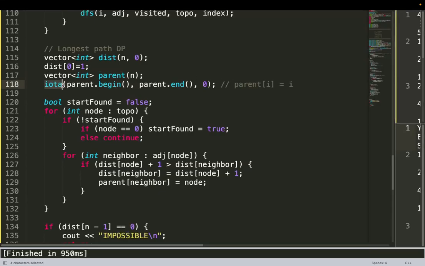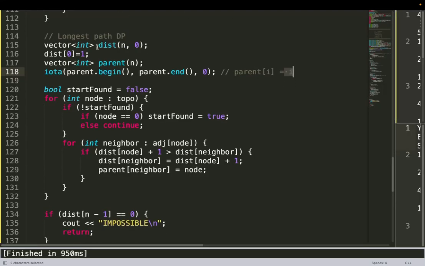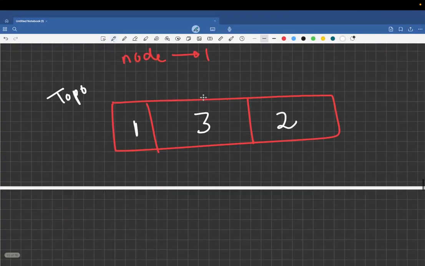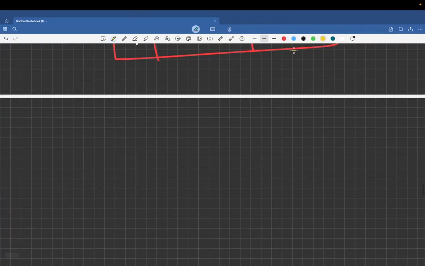This is an inbuilt function iota that marks every index I, starting the counter with 0. So it will mark parent of I as I. That is parent of 0 as 0, parent of 1 as 1, like this. Okay. Now let's suppose you had the topological sorting in this particular order: 2, 1, 0, 3, 6, 5, 2.